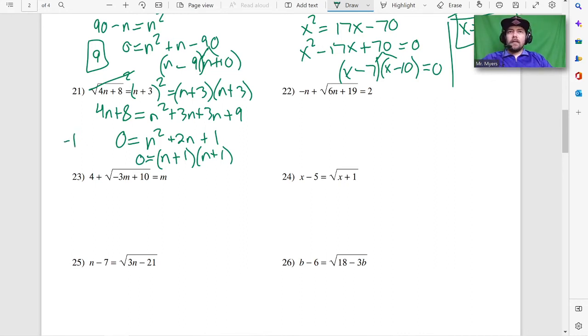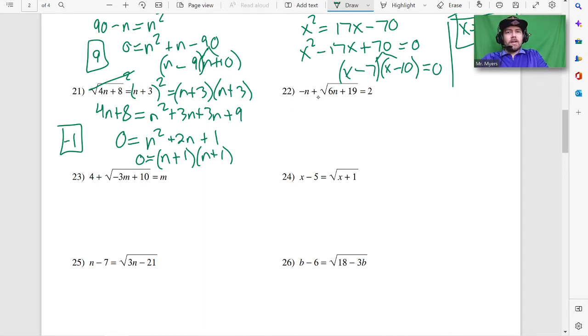Now, remember when I said negatives usually don't work, but they can work? This time we would actually want to plug it in to check. So if we plug in negative 1, 4 times negative 1 is negative 4, plus 8 is 4, square root of 4 is 2. So we get 2 on the left-hand side. On the right-hand side, we have n plus 3. If we plug in negative 1, we get negative 1 plus 3 is 2. So actually, negative 1 is not extraneous. That is a negative solution. That is a regular and good solution.